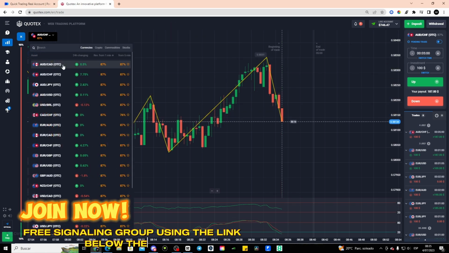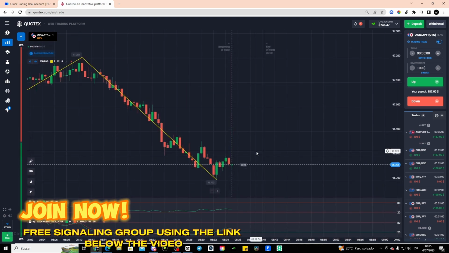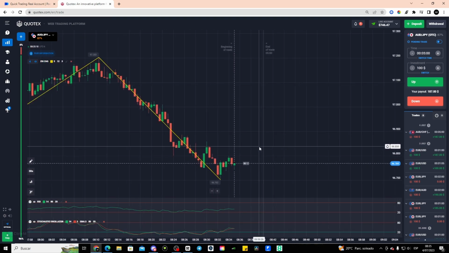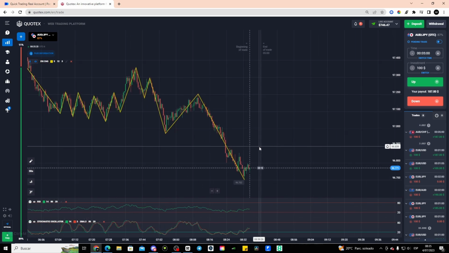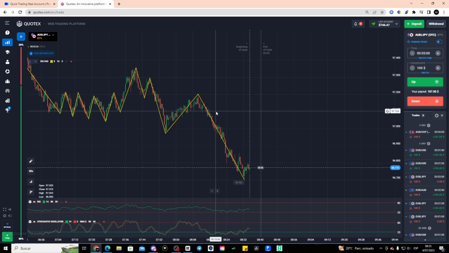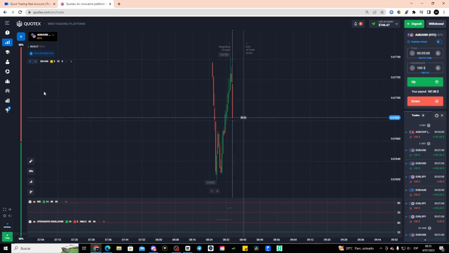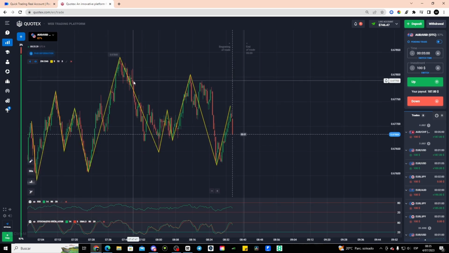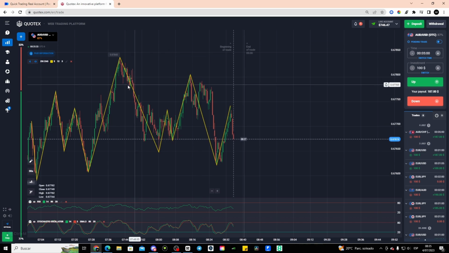Okay, we have this one in the money. We have this first trade in the money. Well, let's explain why I trade with this strategy and how to set it up. Let's add this indicator, the zigzag. Remember using that.